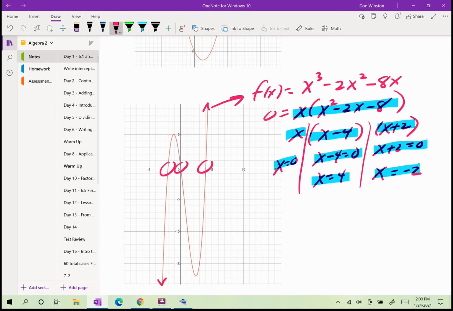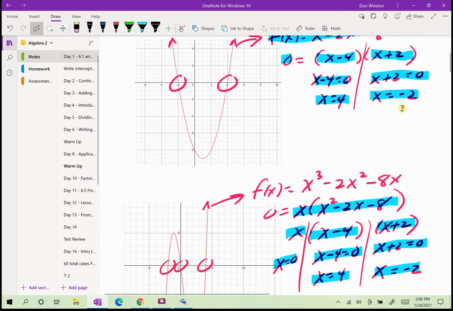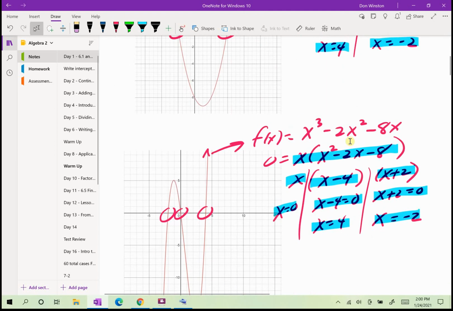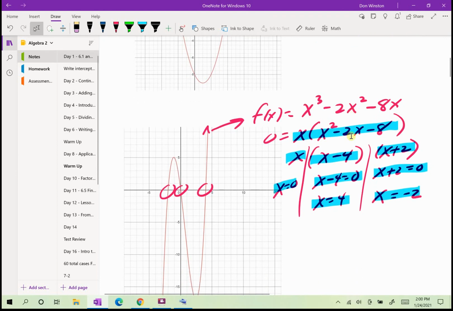Right. So in this chapter, we'll be finding the zeros, the x-intercepts or roots, not just of quadratics, because we did that in Chapter 5, but we'll be finding the zeros, roots, or x-intercepts of higher degree polynomials, x cubed, x to the fourth, and x to the fifth.